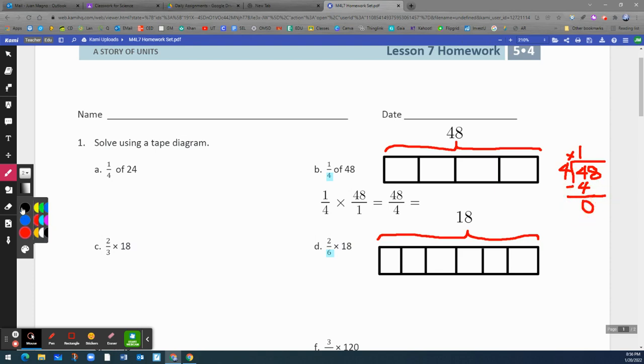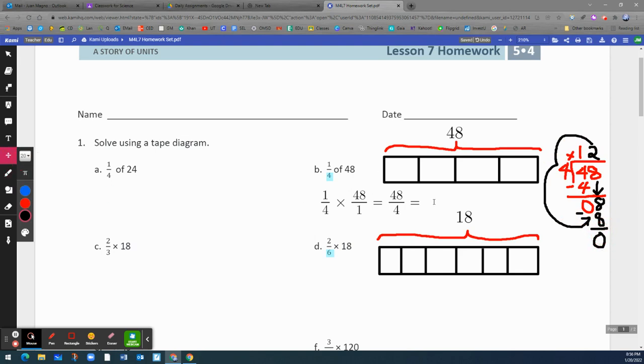Your next step is to lower the 8. And now you ask yourself the same question with this small division. How many groups of 4 can you create out of 8? And the answer is 2. So 2 times 4 equals 8. And we do this process to show that the remainder is, in this case, going to be 0. So now we know that the answer for this problem is 12.